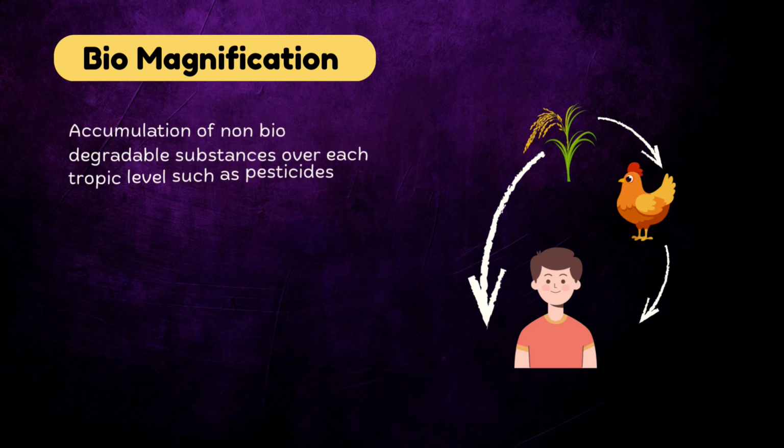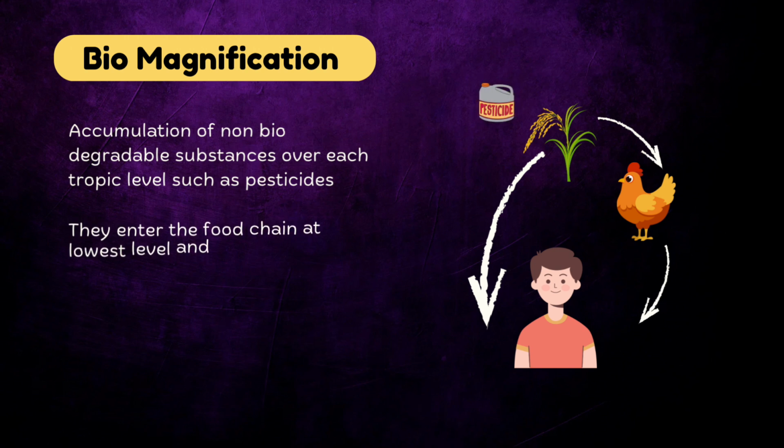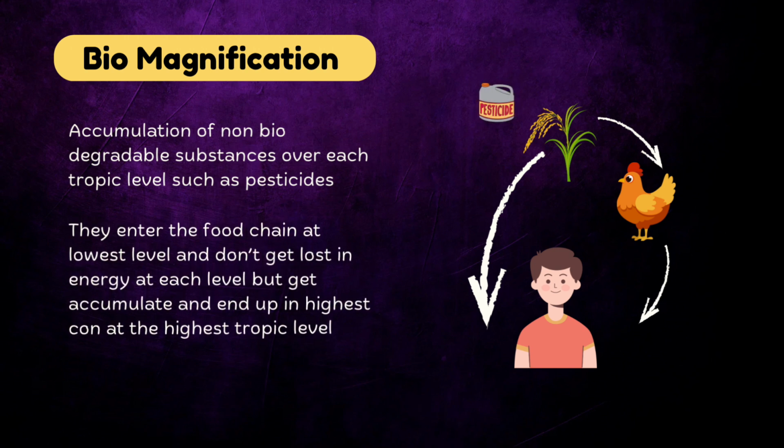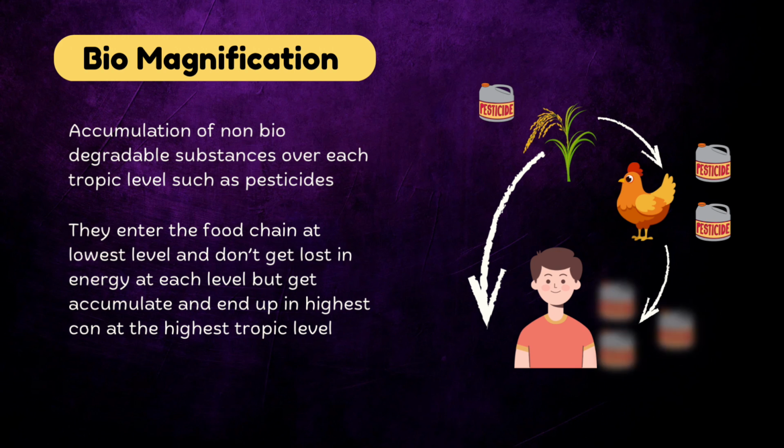Biomagnification. Accumulation of non-biodegradable substances, such as pesticides, over each trophic level is called biomagnification. They enter the food chain at the lowest level, and they do not get lost as energy does at each level because they are non-biodegradable, but get accumulated and end up at the highest concentration in the topmost trophic level.